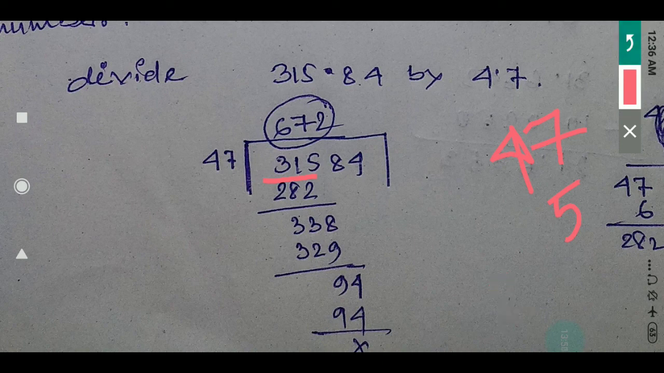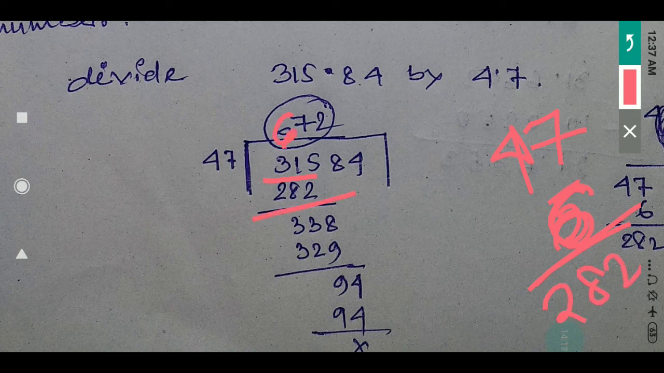But let's take 6. If I take 6, 4 6s are 24. 4 6s are 24, and here 3 is given. So that means it is nearer to that 315. So you have to do multiplication by 6. If you do the multiplication, you will get 282. So 47 6s are 282.